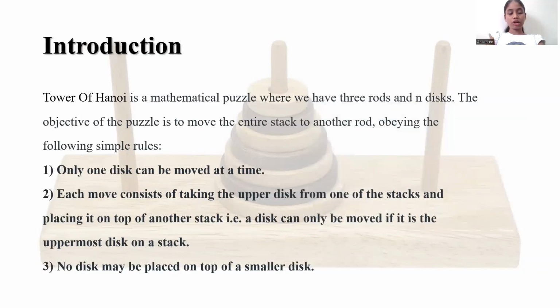Introduction. Tower of Hanoi is a mathematical puzzle where we have 3 rods and n disks. The objective of the puzzle is to move the entire stack to another rod, obeying the following simple rules. Only one disk can be moved at a time. Each move consists of taking the upper disk from one of the stacks and placing it on the top of another stack, i.e., a disk can only move if it is the uppermost disk on the stack. No disk can be placed on top of a smaller disk.